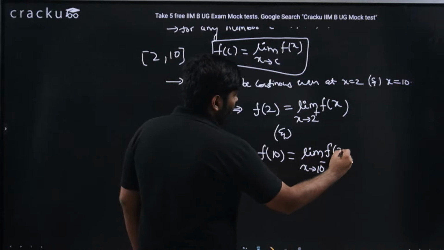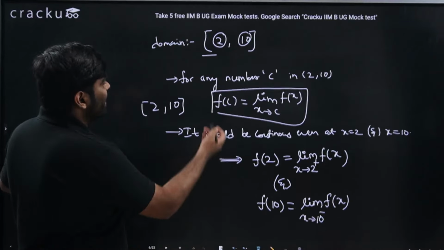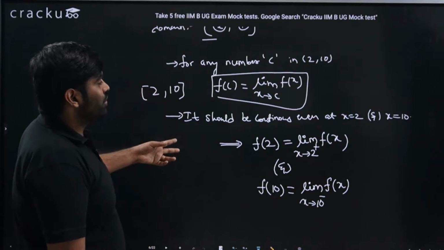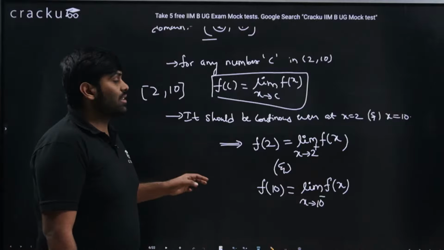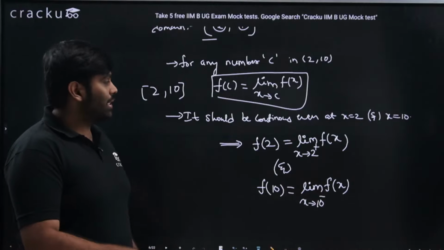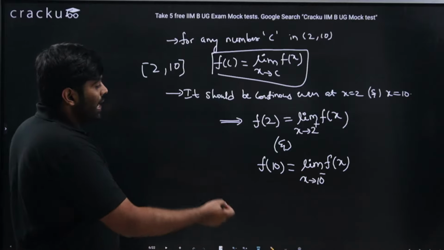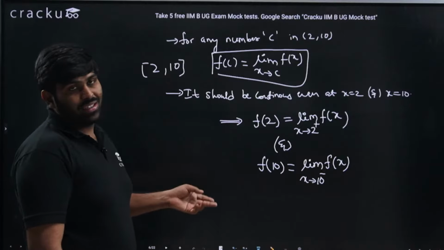So this left hand limit should be equal to f of 10. If this happens, that is, for any number c in 2 to 10, f of c is the limit as x tends to c of f of x. At the same time, the function is continuous at x equal to 2 and x equal to 10, then f of 2 equals the limit as x tends to 2 plus of f of x, and f of 10 is the limit as x tends to 10 minus of f of x.